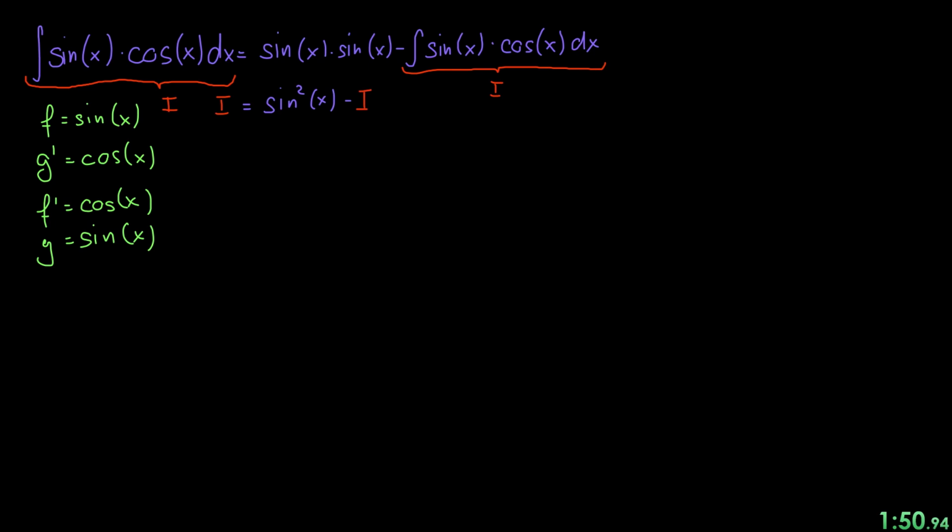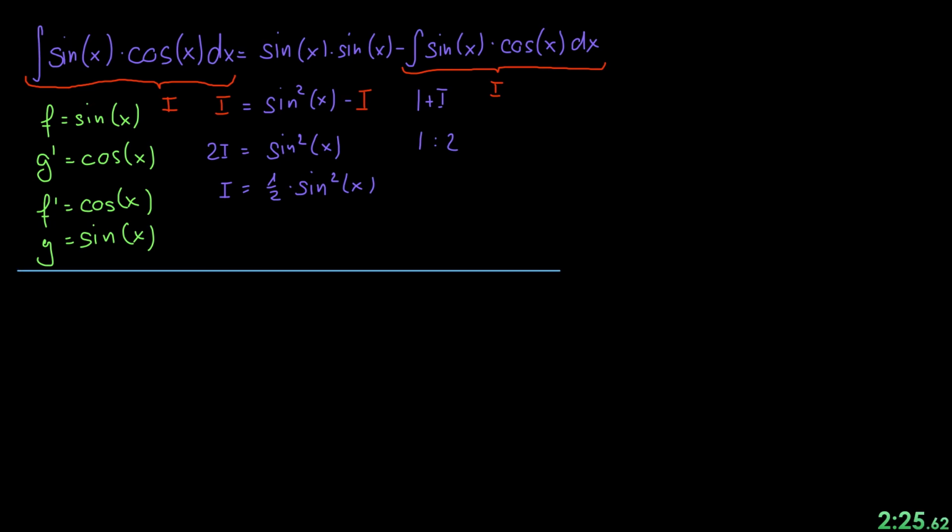Alright, now what we're going to do is add I on both sides. So we get 2I is equal to sine squared of x, and then we're going to divide by 2 on both sides, and we get I is equal to 1/2 times sine squared of x. Okay, but now we're gonna take a different approach to the exact same integral.